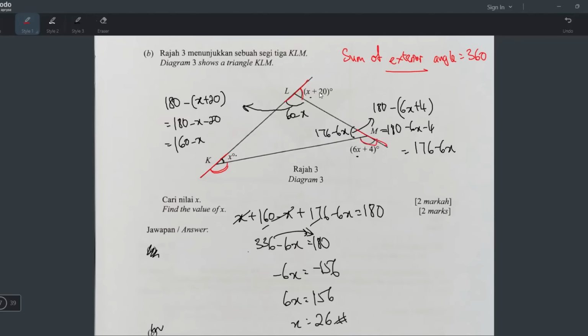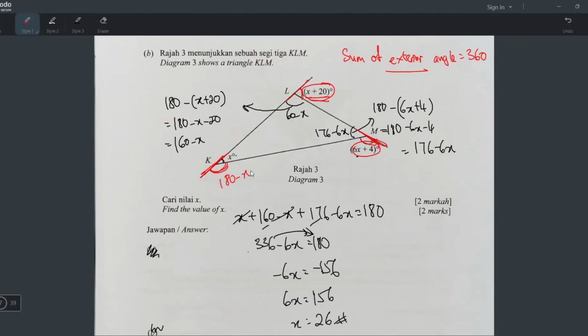And how you get the exterior angle is it's actually 180 minus the interior angle. Yeah, because that's how you get the exterior angle. So you have the exterior angles here already, this one and this one, right? And you can see this one, the exterior angle is 180 minus x.